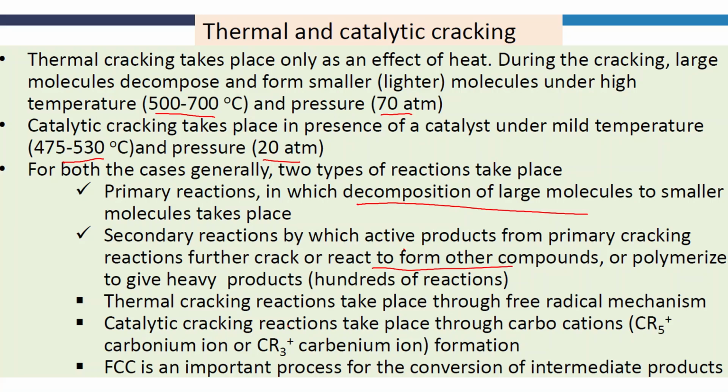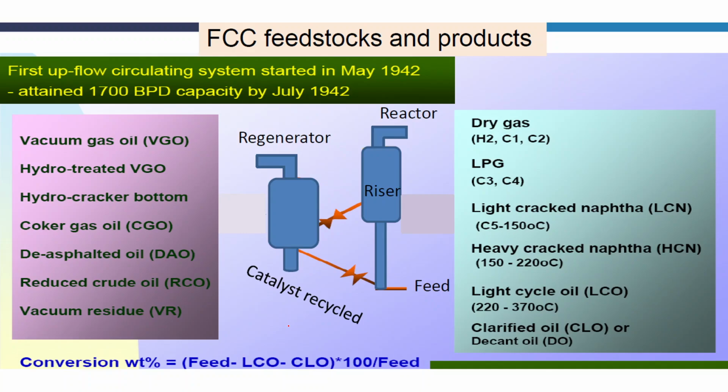Thermal cracking reactions take place through a free radical mechanism, whereas catalytic cracking reactions take place through carbocation formation, that is, either carbonium or carbanium ion formation. FCC is an important fluidized catalytic cracking unit. The feed in fluidized catalytic cracking is vacuum gas oil, hydrotreated vacuum gas oil, hydrocracker bottom, coker gas oil, deasphalted oil, reduced crude oil, and the vacuum residue.